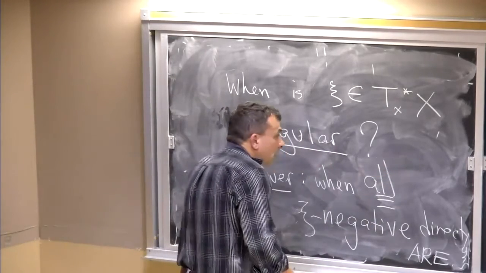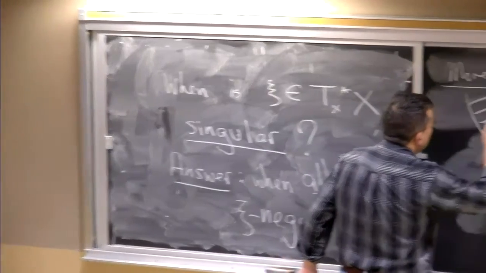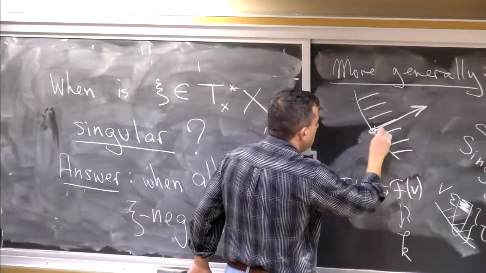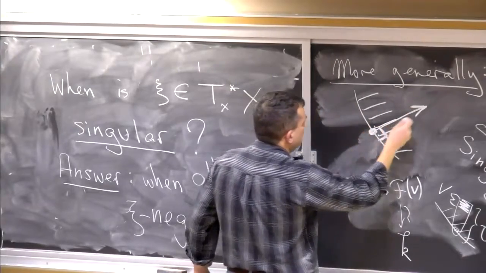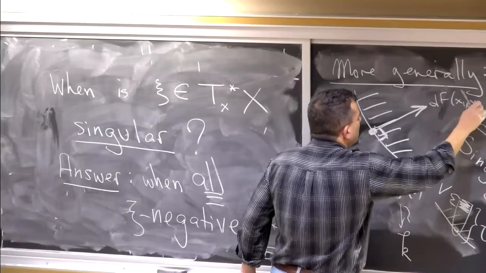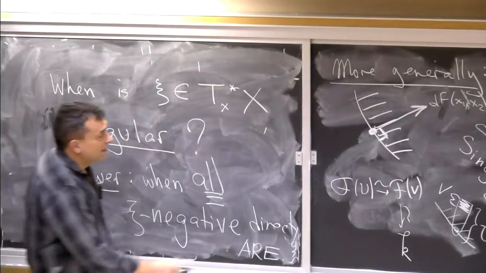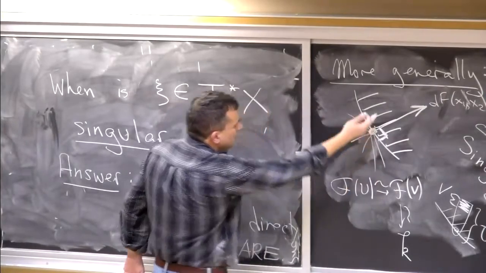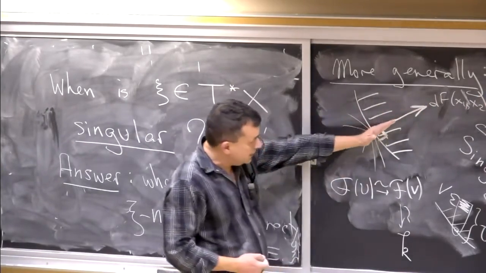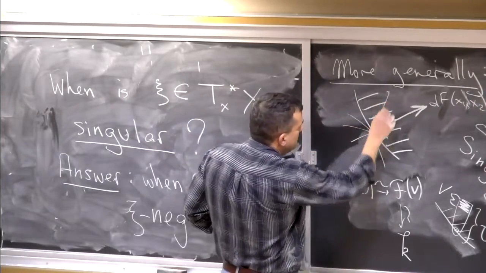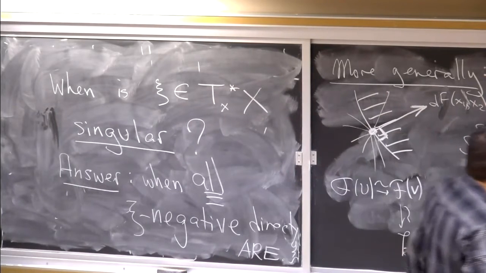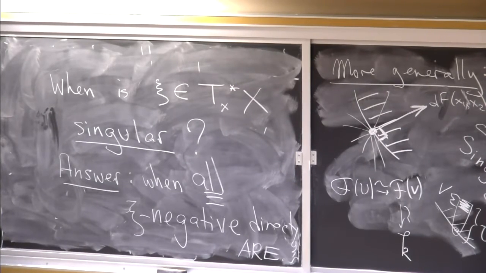And when you look at this picture, you see that the only psi negative directions, the only way to have this is to launch it perpendicularly. If you launch it like this, then there will be some singular and some non-singular directions. So this is, of course, an illustration of this.